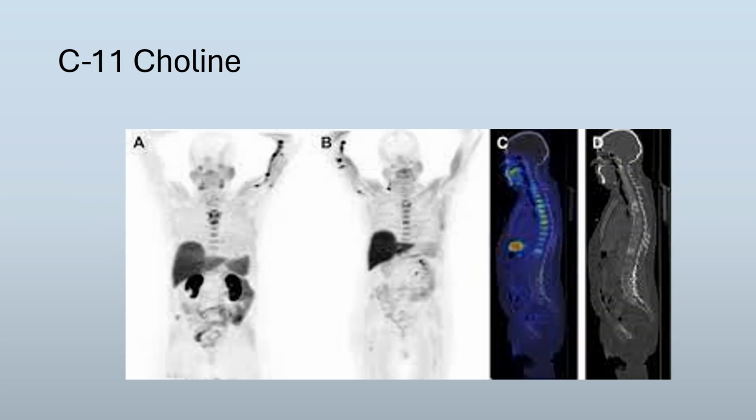This is an example of images taken with carbon-11 choline. The activity that you see up here in the axilla area and the upper arm of the patient are from the injection. And that's not contamination, that's just residual activity that's kind of hanging up in the venous system.